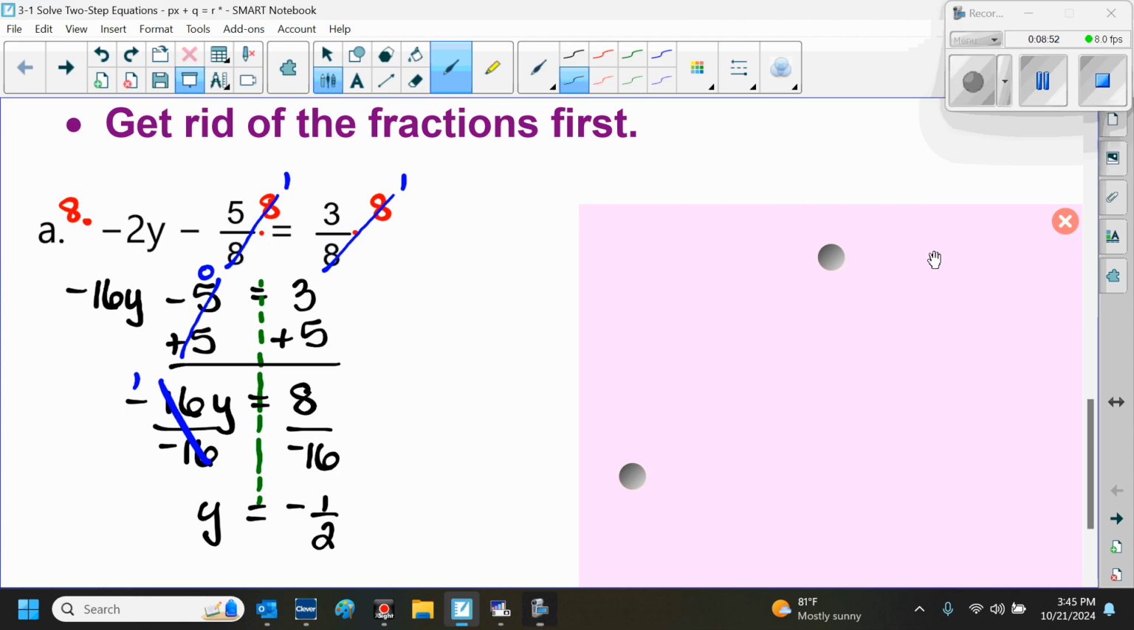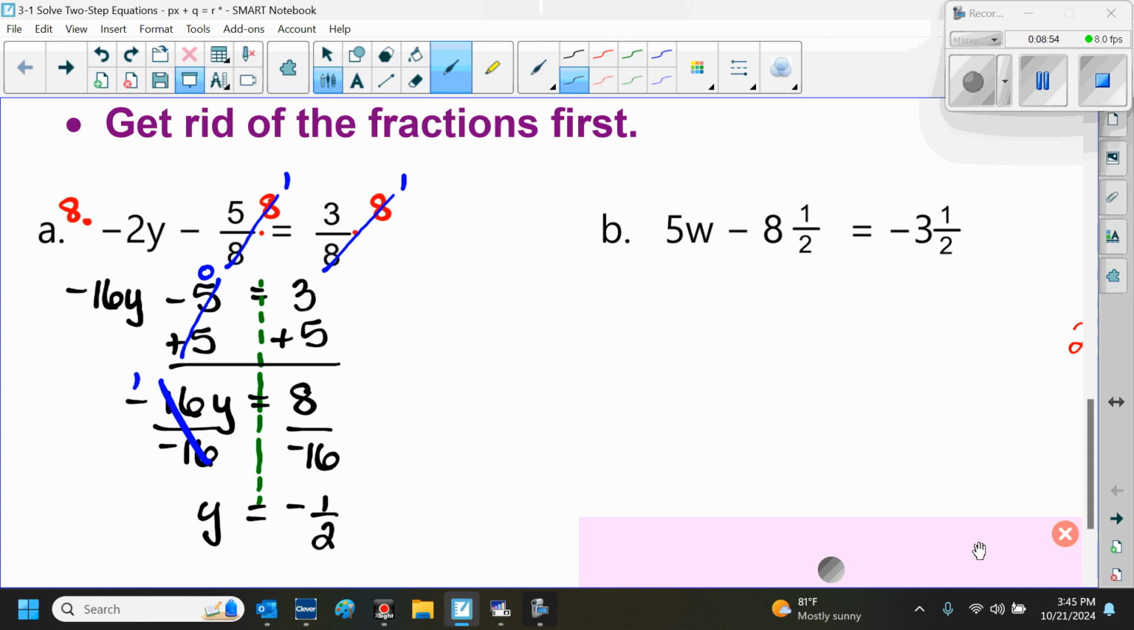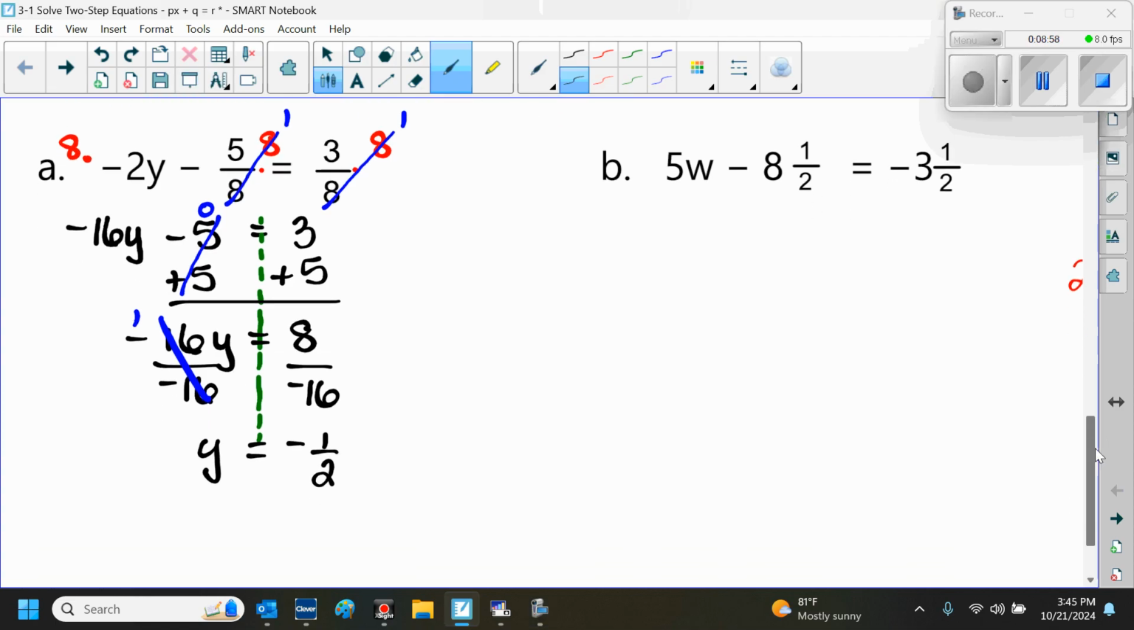You guys take a minute to do this one with your table partners, okay? Now, I'm going to give you a little hint on this one. What should I do first with those mixed numbers? Not whole numbers, improper fractions. Very good. So change those into improper fractions, and then do the getting rid of the fraction method, okay?